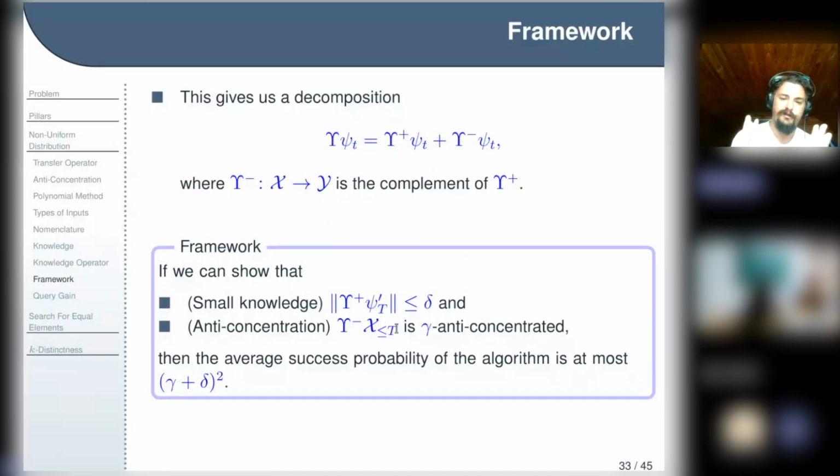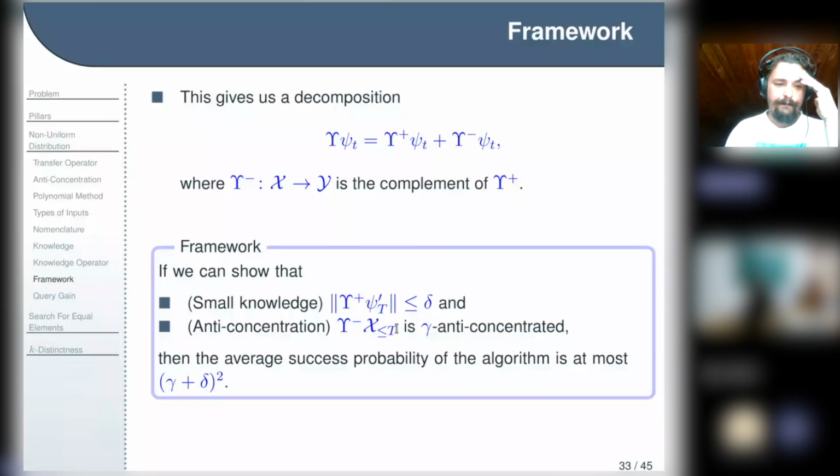But if I cut out the part which is maybe concentrated, so the part that has knowledge, which lives in upsilon plus, it is allowed to be concentrated. But I will show that the algorithm will not have great overlap with this subspace. Okay, so this is like the main thing of the whole construction.